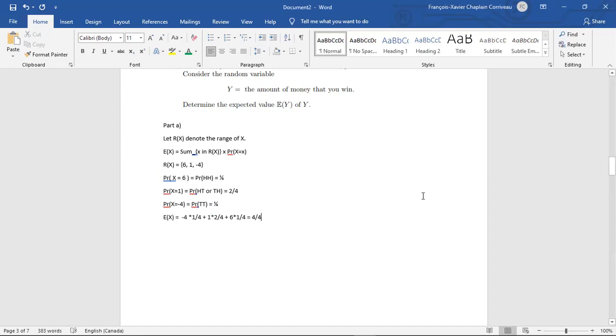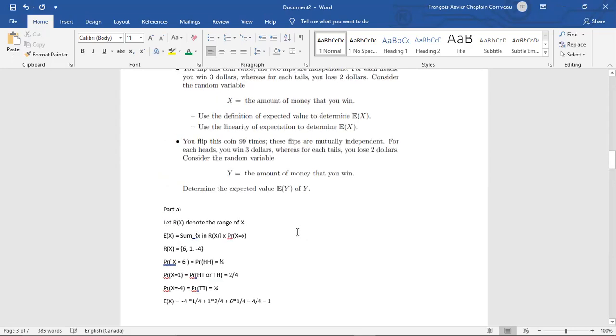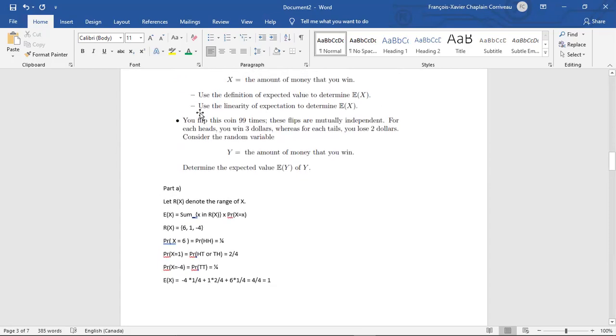Yes, thank you. So 4 over 4, which is equal to... So math is hard. So this is -1 plus 2. So that's 1. Okay, then what is it telling us here? Here it tells us to use the linearity of expectation to find the expected value.